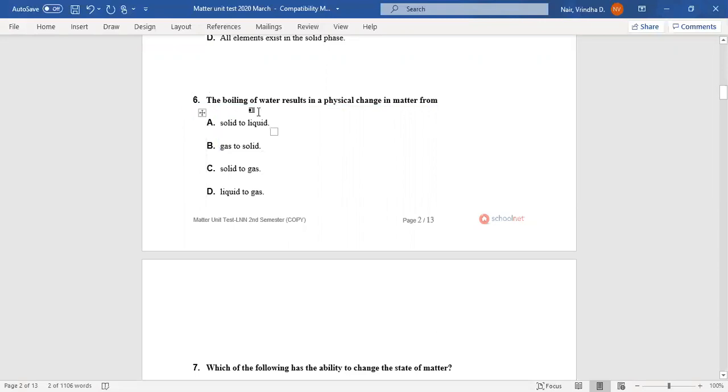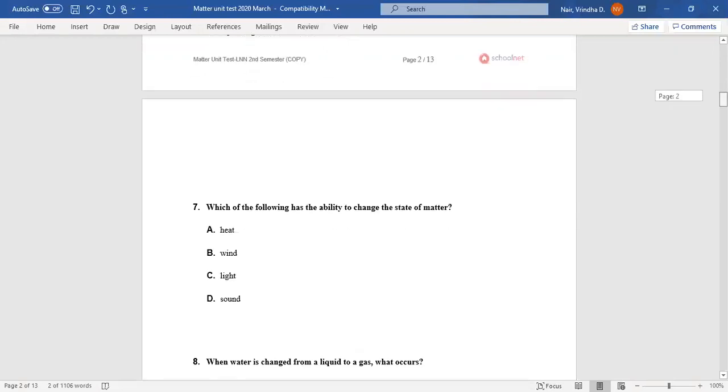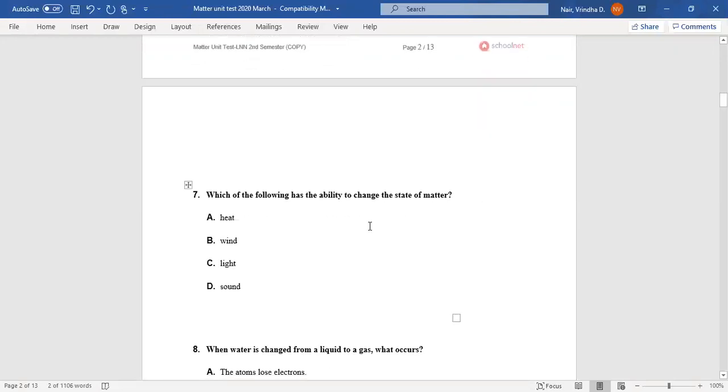Okay. The boiling point of water results in a physical change in the matter form. So the boiling point of water results in a physical change in the matter form. Solid to liquid, gas to solid, solid to gas, and liquid to gas. Which of the following has the ability to change the state of matter? Is it heat, wind, light, or sound?